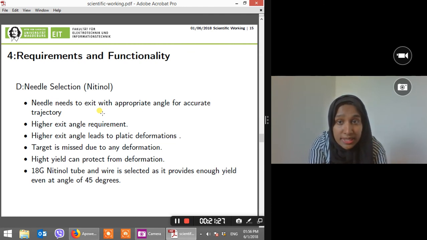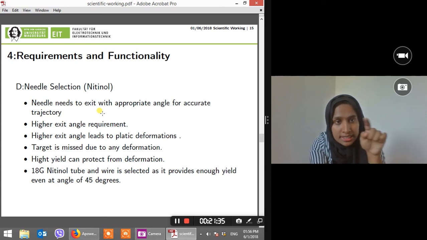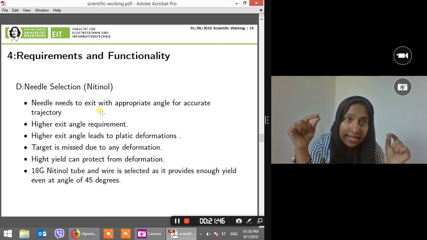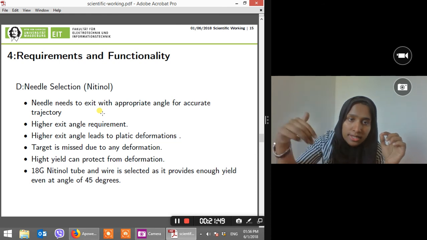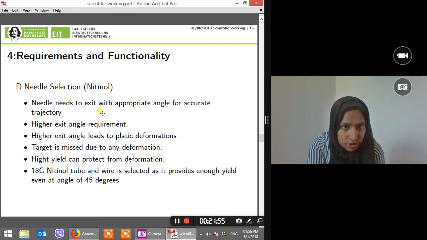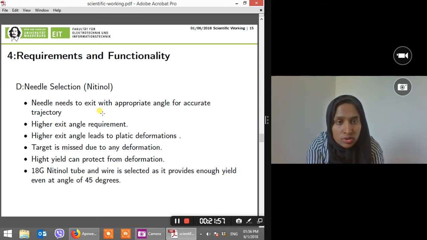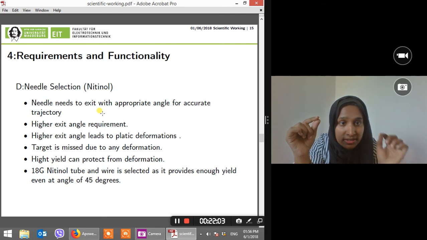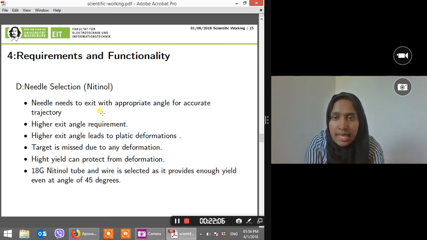Then, type of needle selected. The needle needs to exit at the appropriate angle for an accurate trajectory. A higher exit angle is a requirement for a more accurate axial view, a 360 view of the prostate tissues, the full coverage of prostate tissues. But increasing the exit angle beyond a level leads toward deformation of the plastic, so we have to look for a needle material which allows the maximum exit angle as well.